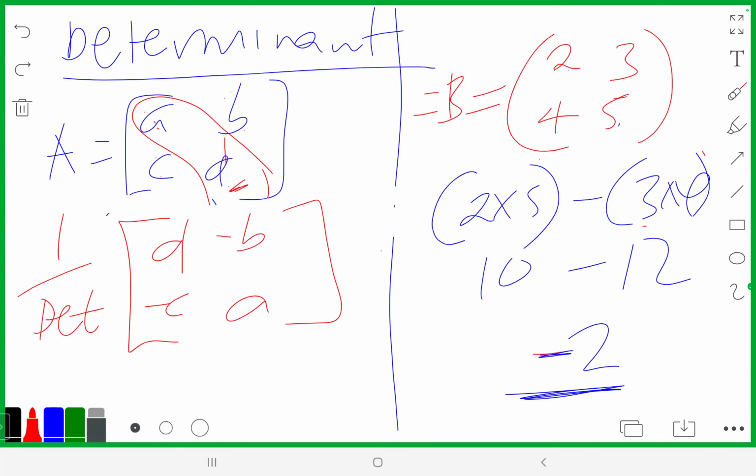So that's how it is done. First, say 1 over the determinant that you found. Then you say determinant, and you switch the numbers in the major diagonal, and afterwards you change the signs of the entries of the minor diagonal. Any question? Do you have any questions?